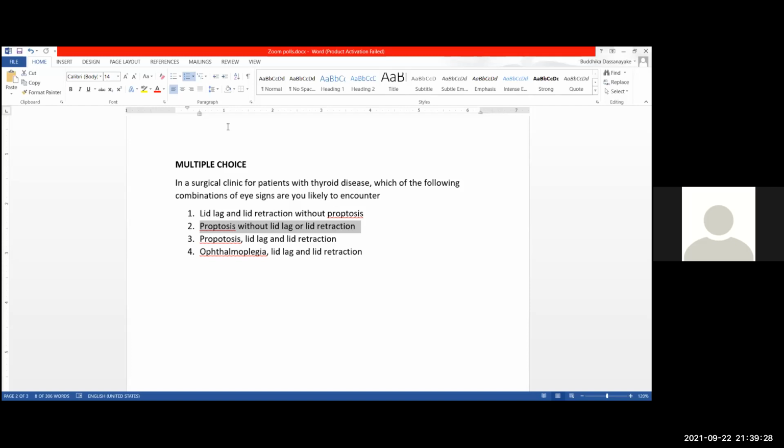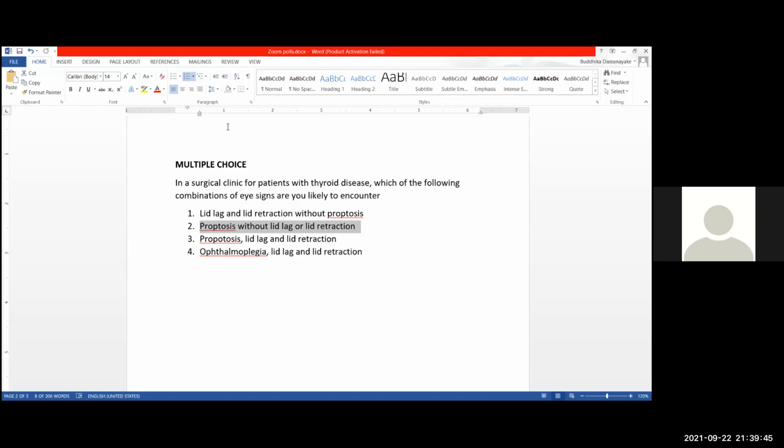Yes, sir, in untreated cases of Graves' disease. So by treated cases, do you have proptosis? Because it is not fully reversible. No, because we don't treat the proptosis, right?